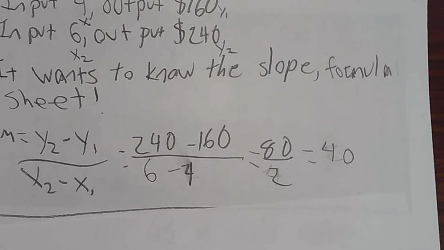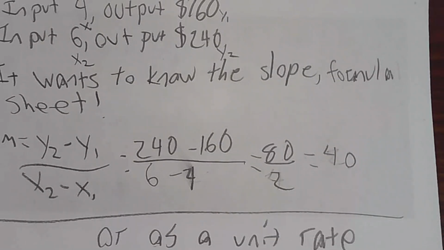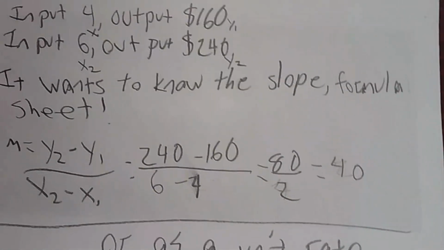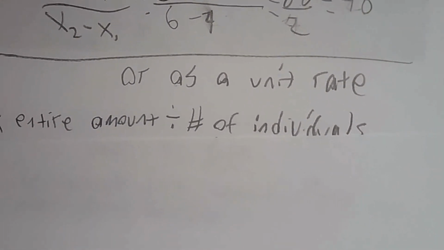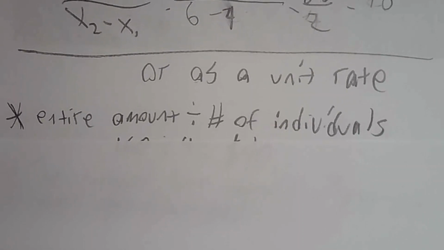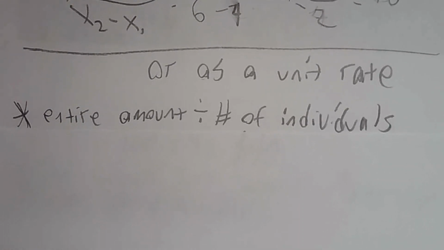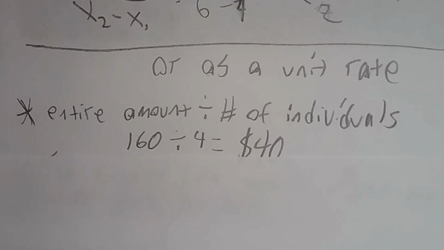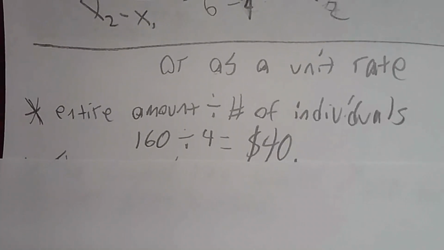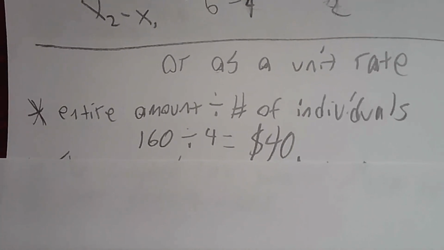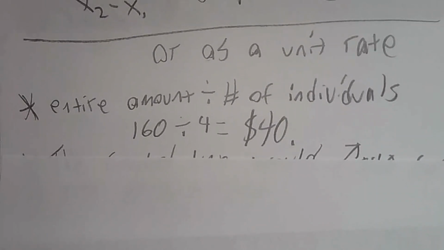You can also think of it as a unit rate, right? So if you remember how to do unit rates, you take the entire amount and divide by the number of individuals. So in this case, we get 160. We divide that by 4. That was the number of games. He makes $40 a game.